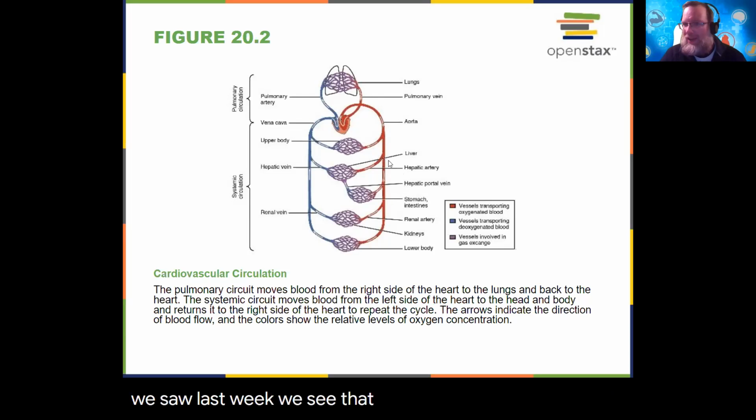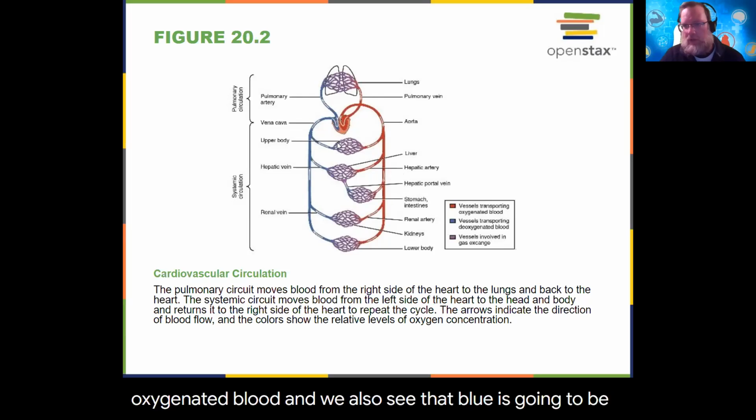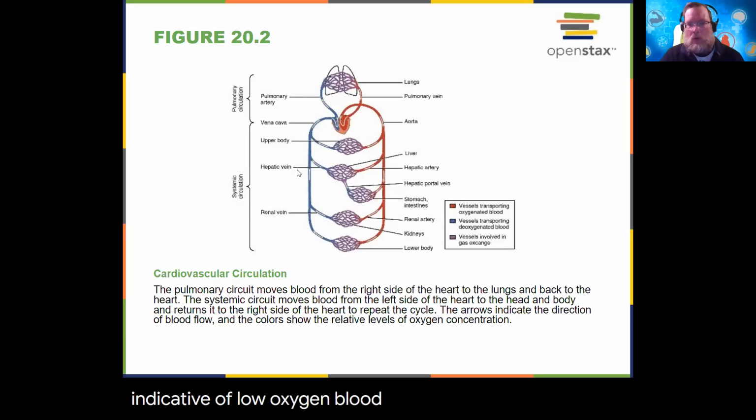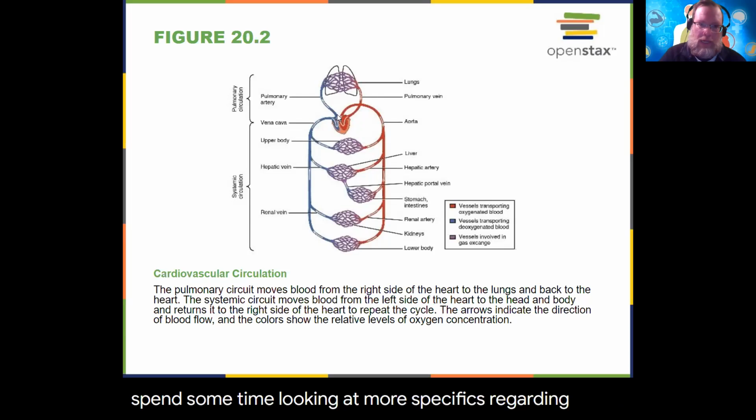We see that the red is indicative of oxygenated blood, and blue is indicative of low oxygen blood, or blood that's higher in carbon dioxide. So that's what the color coding means. And then in between, we have kind of a purple color. Red and blue, of course, make purple. So we do see what are called capillary networks or capillary beds. We'll definitely spend some time looking at more specifics regarding the capillaries.